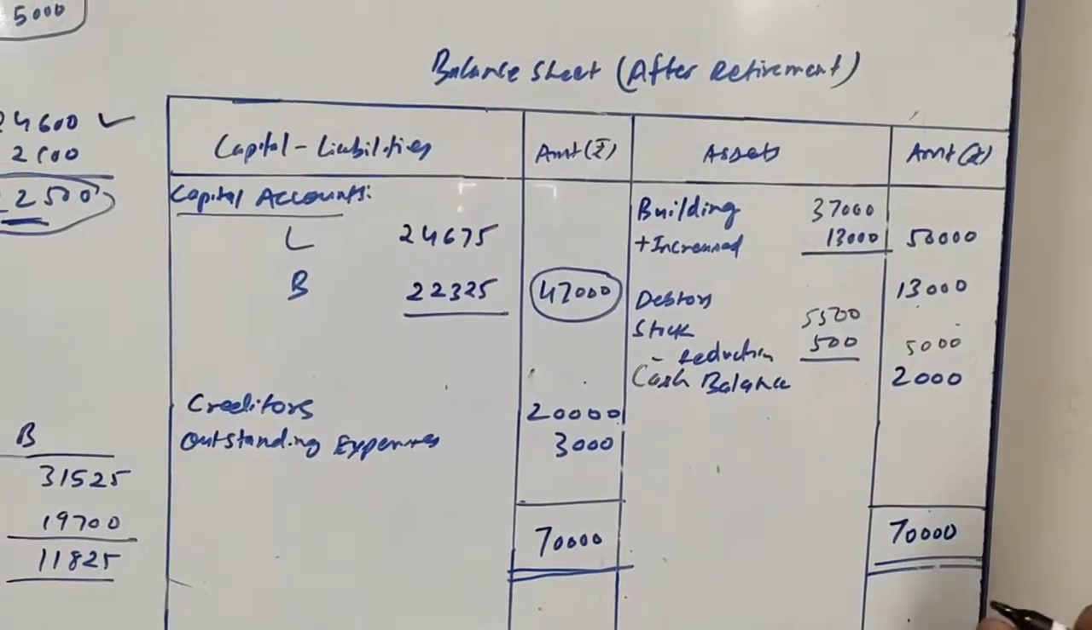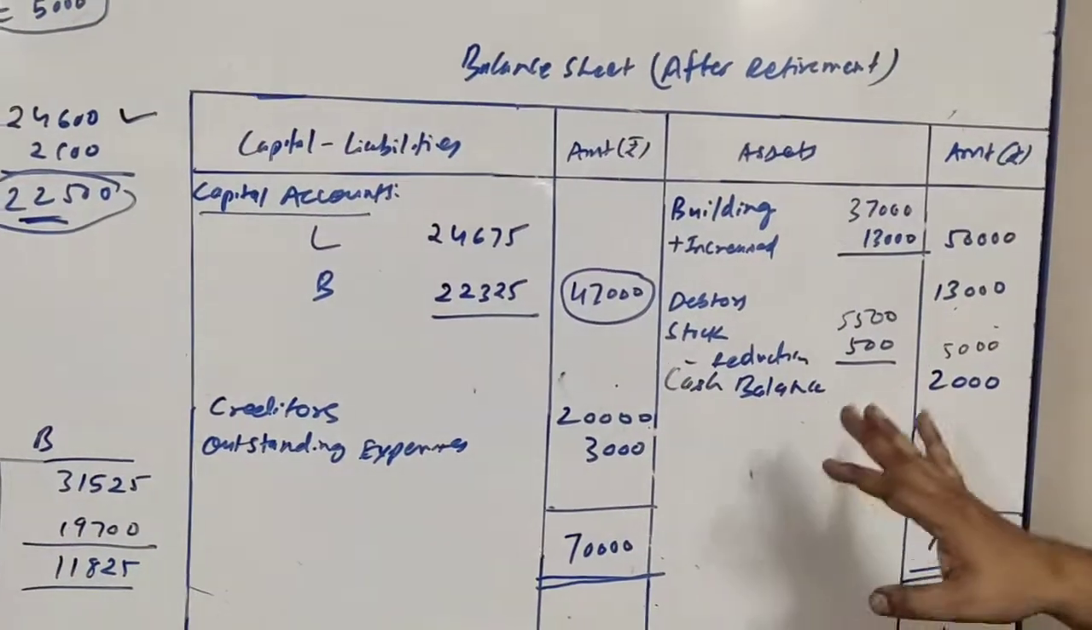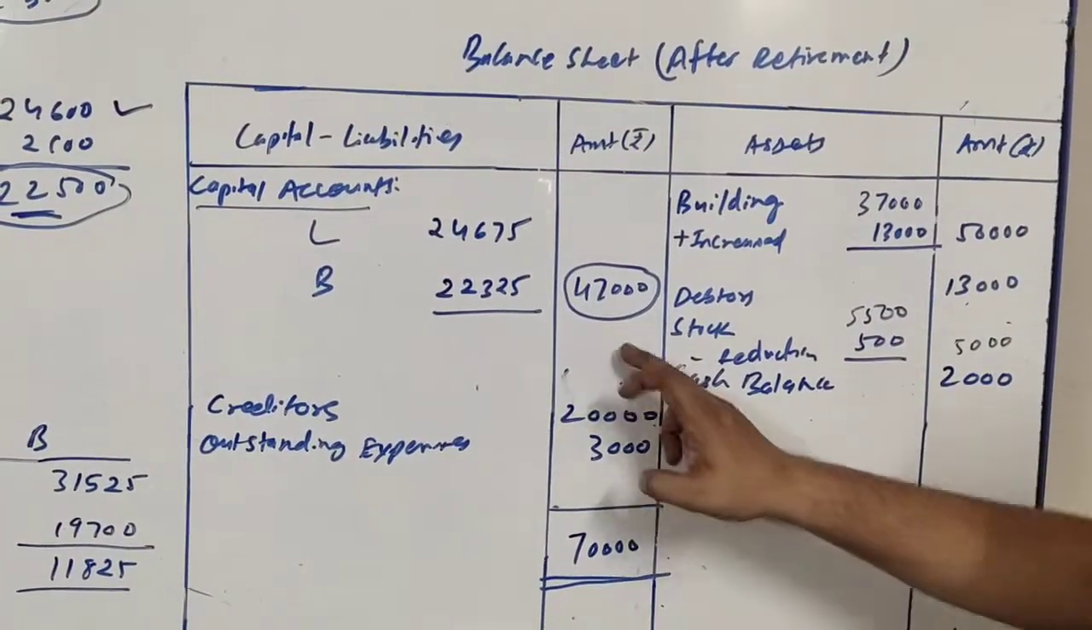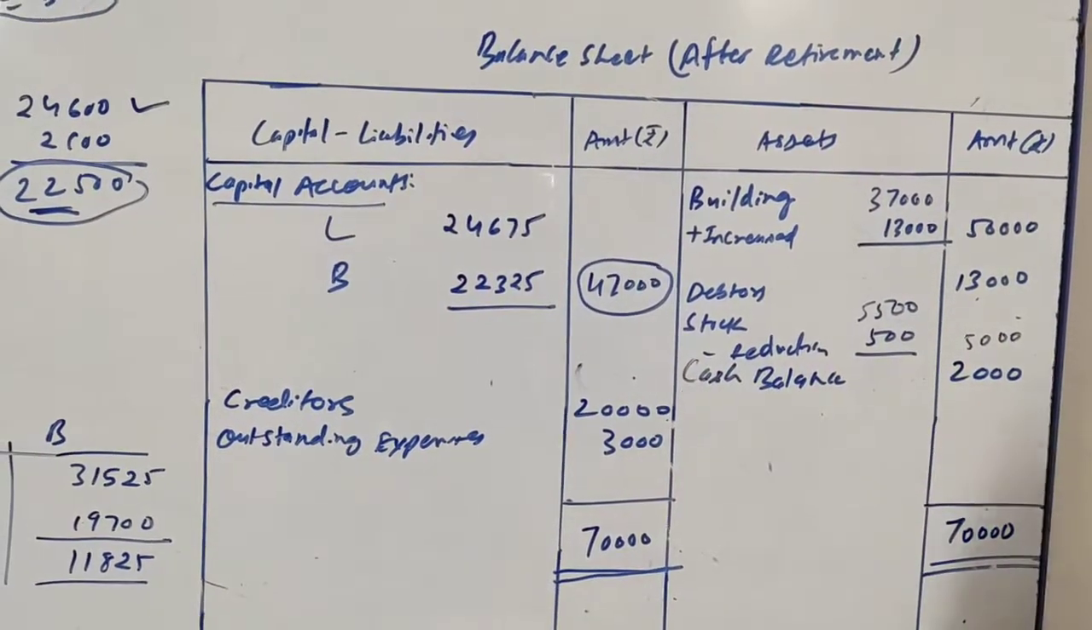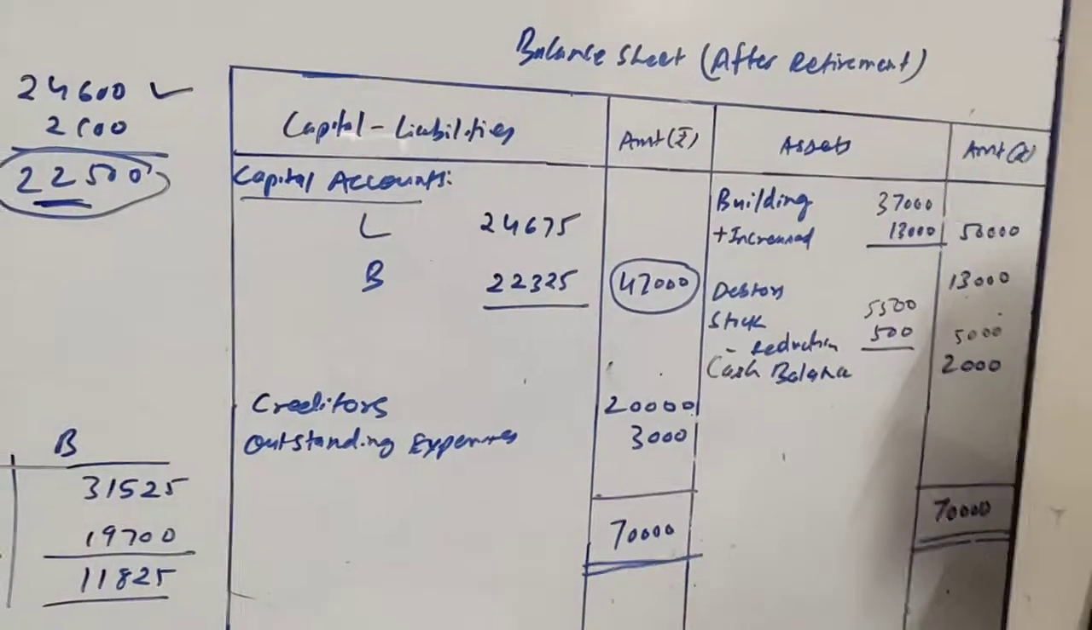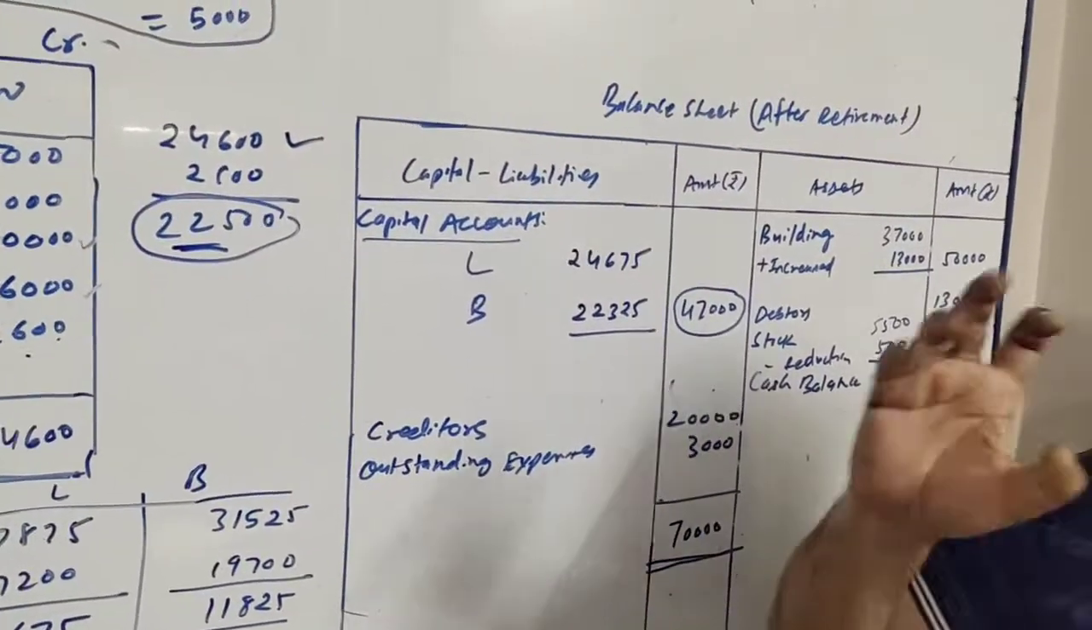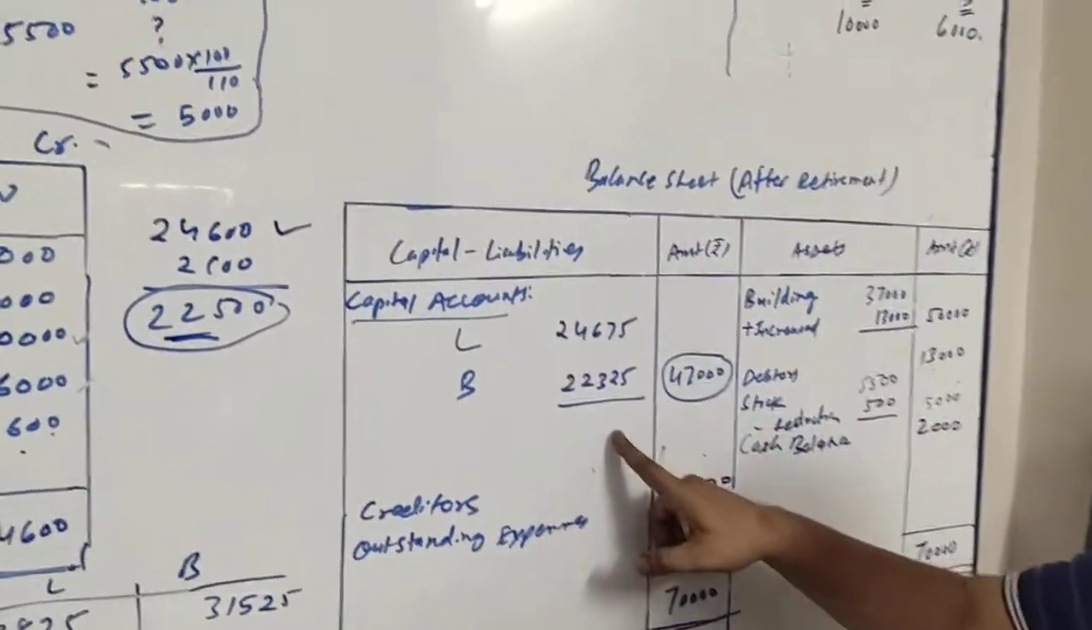So this 47,000 we will derive by balancing the balance sheet. Normally we do not find the balance of the balance sheet, but here we are finding the difference to know the total capital to be maintained. Total capital is 47,000. Moreover, it is mentioned in the adjustment that this capital is to be kept in the new ratio. So we will be finding the new ratio first.